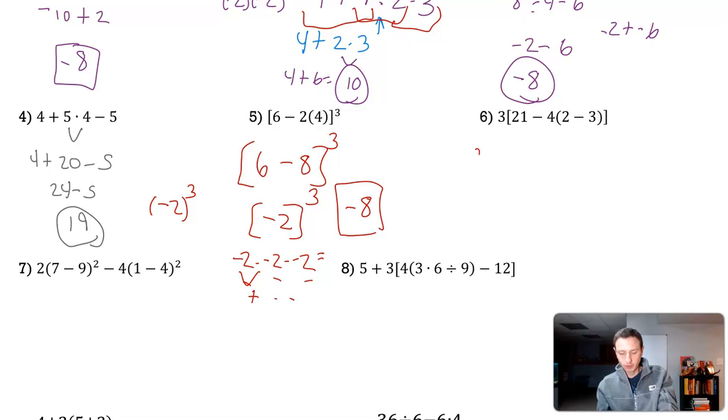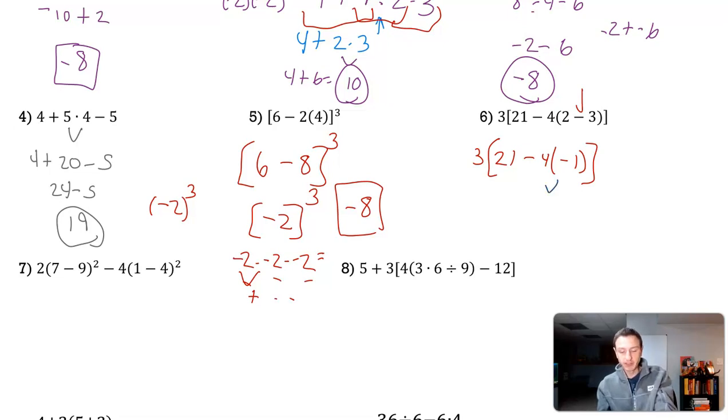I have 3 bracket, which is serving as multiplication. So this is going to be 3 times whatever we get inside the brackets here. So 3, 21 minus 4, and then 2 minus 3 is negative 1. So I did the parentheses right here. Now within the brackets still, you go through the whole order of operations. And right now in the brackets, I have negative 4 times negative 1.